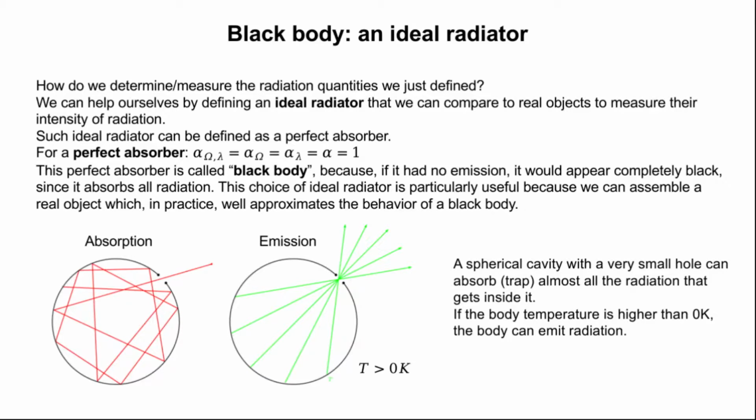This choice of ideal radiator is particularly useful because we can assemble a real object which, in practice, well approximates the behavior of a black body. It can be constructed as a spherical cavity with a very small hole on its surface. As shown in the bottom left figure, a spherical cavity with a very small hole can absorb, or trap, almost all the radiation that gets inside it. And, if the body temperature is higher than 0 kelvins, the body can emit radiation, which is able to escape the hole.